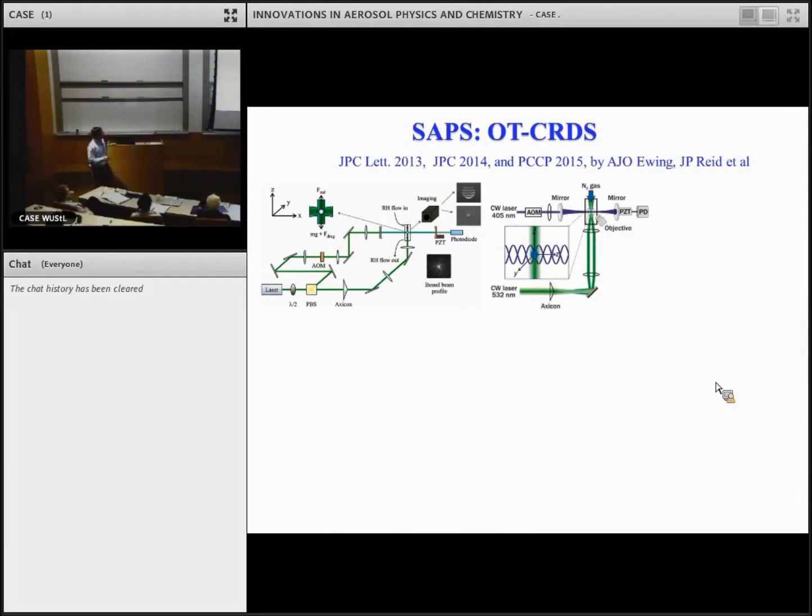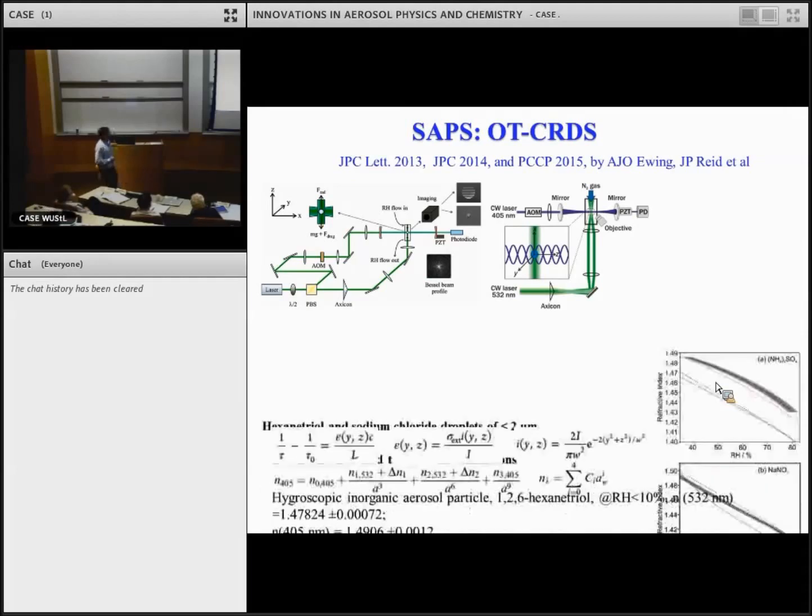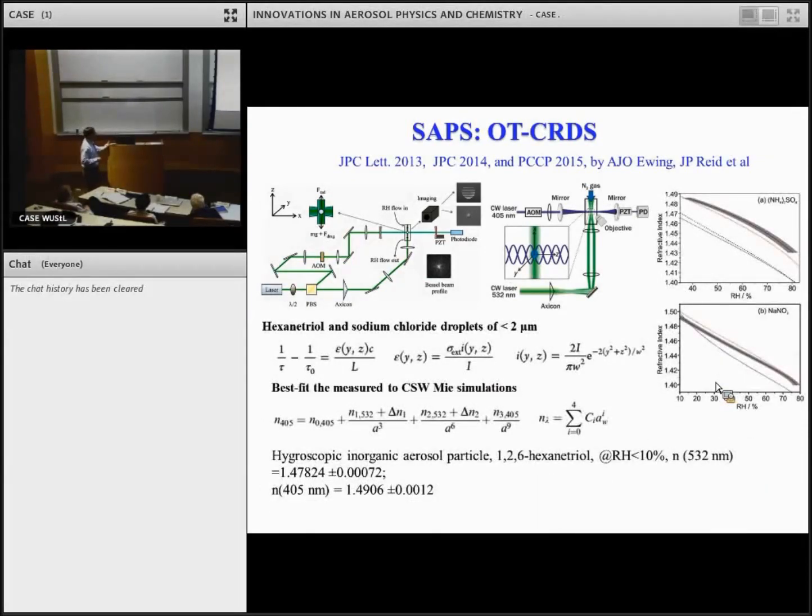The second year, they used 2 beams, 1 CW beam at 532 for particle trapping, and 4 or 5 CW beams for ring-down measurement. They have done a lot of work in terms of refractive index, relative humidity effect, also changing size, and also extinction. They started with sodium chloride droplets, and all of them are hygroscopic, inorganic aerosol droplets. For the spheres, they compared experimental measurements with Mie theory simulation, using cavity standing wave mode. And this one is ammonium sulfate, and this is sodium nitrate.